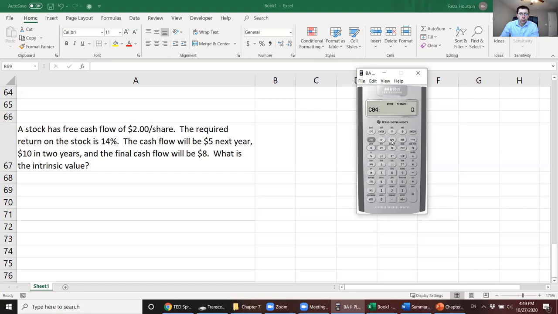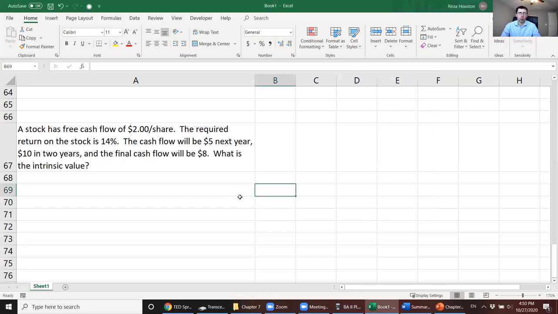Okay, so next we hit our NPV and we set our interest rate. And here it's 14%, so 14, hit enter, hit the down arrow, and then we hit compute, and that'll give us our NPV, or rather the intrinsic value of this asset. So $19.48. So this would be a case of supernormal growth. So that's that.